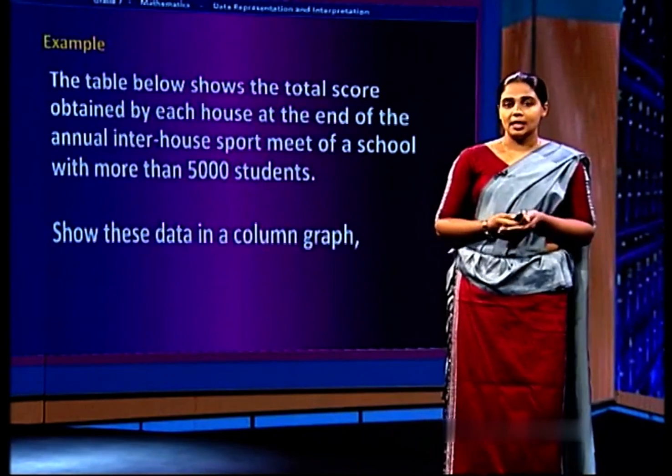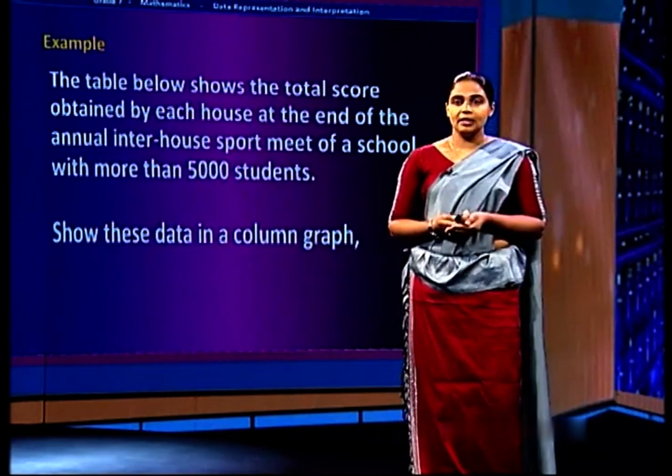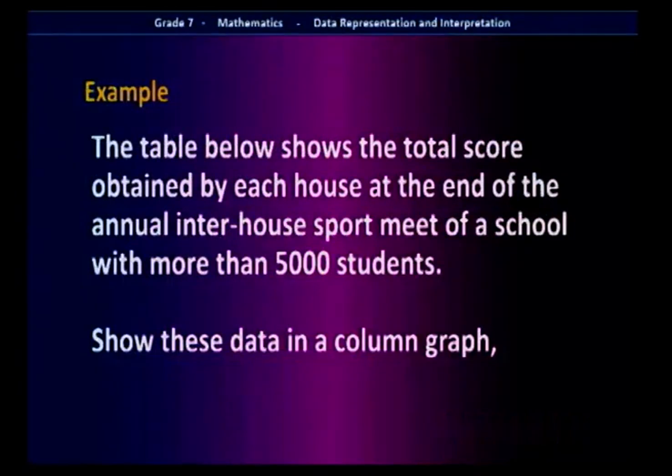What is it? Now you can see this example. The table below shows the total score obtained by each house at the end of the annual inter-house sport meet of a school with more than 5,000 students. In each school we have inter-house sport meets. Then let's show this information in a column graph.